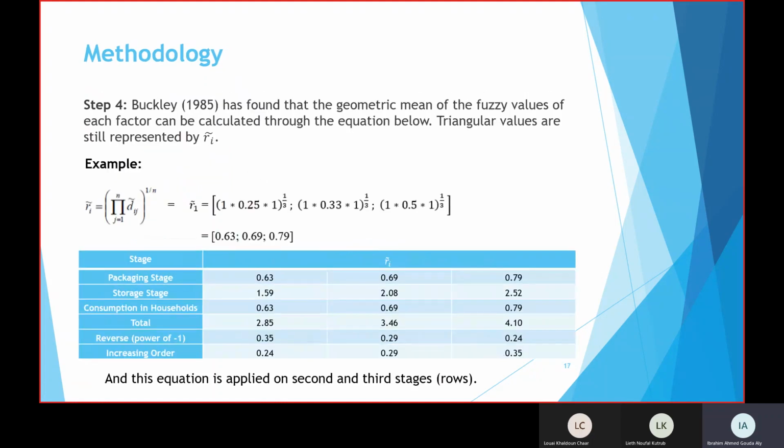And step 4, we use the Buckley 1985 equation below to calculate the geometric means of fuzzy comparison values of each stage. Using the equation, and of course the R here represents the triangular values. So what we did was simply multiplying the lower values in each row to the power 1/3, and we did the same to the mean and upper values.